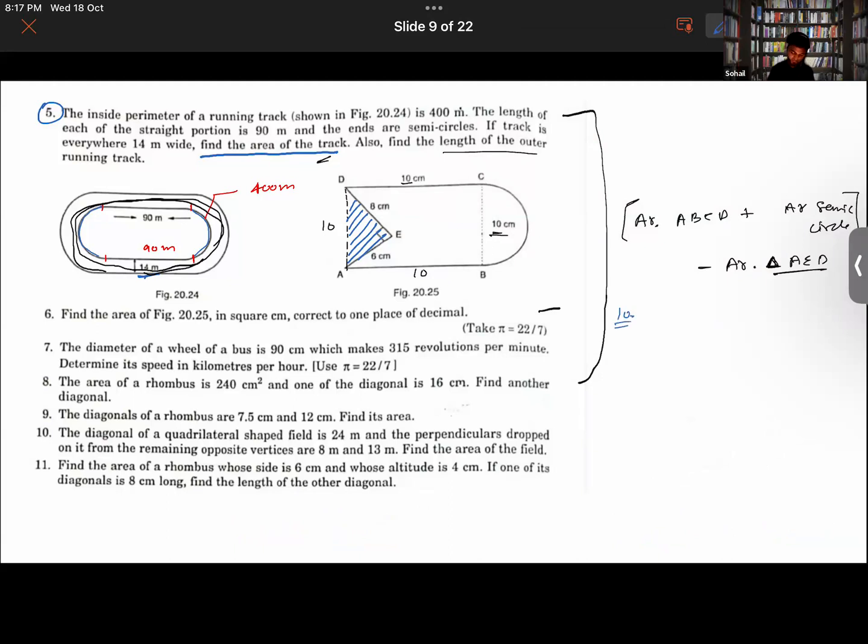In the question, the diagonal of a quadrilateral shaped field is 24 meter and the perpendiculars dropped on it from the remaining opposite vertices are 8 meter and 13 meter. Find the area of the field. Yes, sir. Half into 24 into 21. Okay. So in the question, area of the quadrilateral.